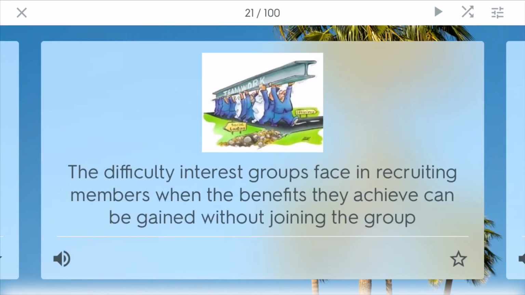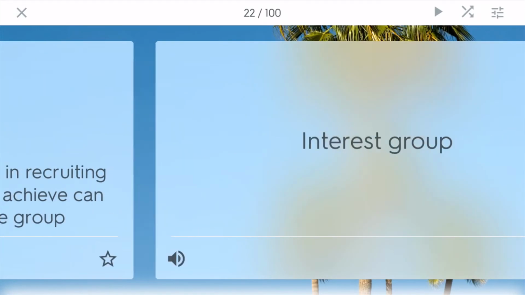Free rider problem. This is the difficulty interest groups face in recruiting members when the benefits they can achieve benefit everyone around. So one example would be the environment. Environmental groups might want to lobby for environmental protections, but some people might not be so invested in the environment. So as a result, they don't help support this environmental group's efforts. However, when the environmental group succeeds, everyone benefits from the new protections.